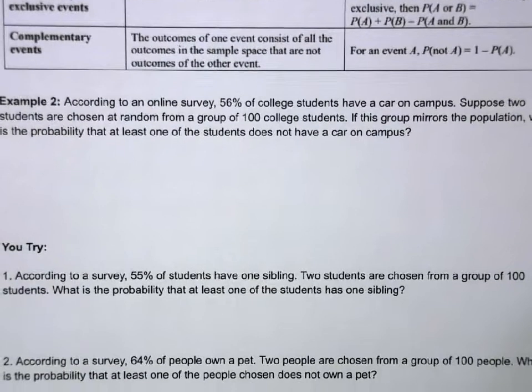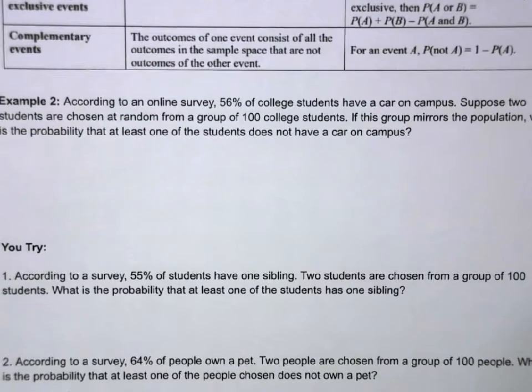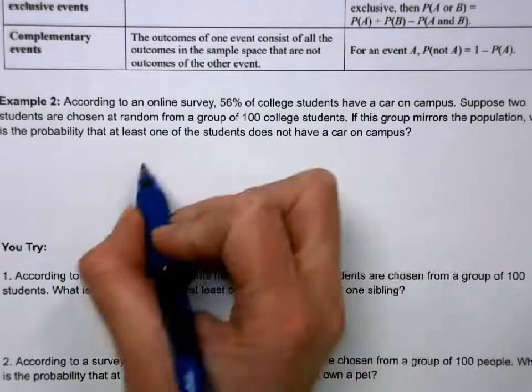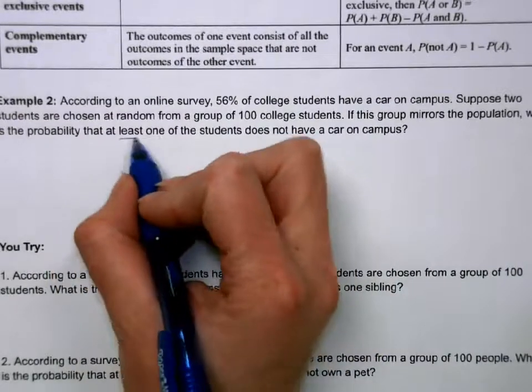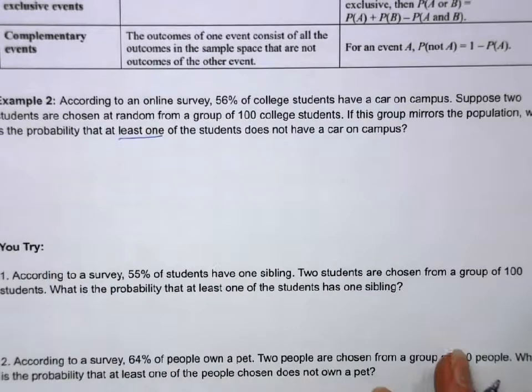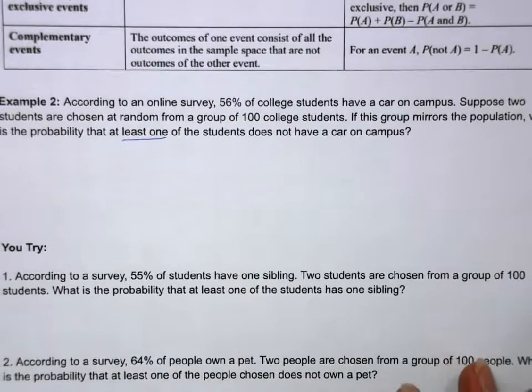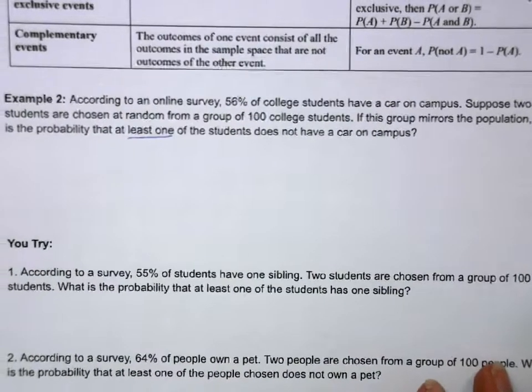According to an online survey, 56% of college students have a car on campus. Suppose 2 students are chosen at random from a group of 100 college students. If this group mirrors the population, what is the probability that at least one of the students does not have a car on campus? I'm going to show this to you in 2 ways, and you can decide what makes the most sense to you.